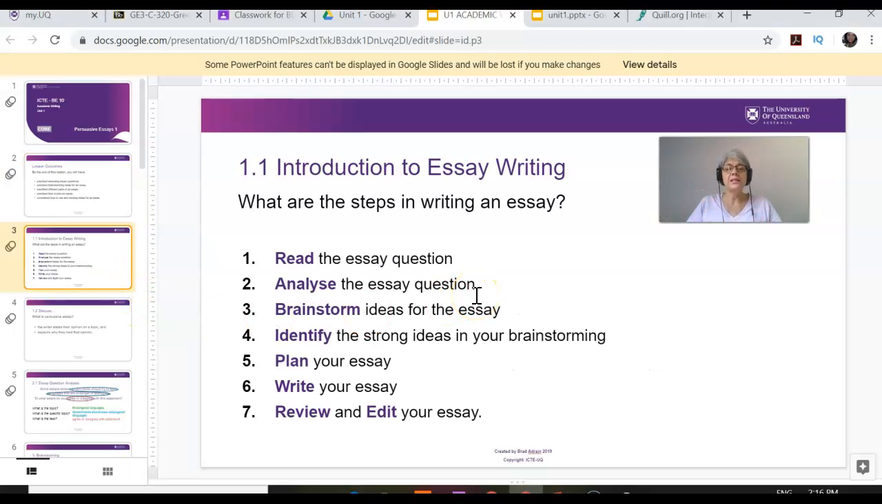Every time you get an essay question in a test, do not rush. Slow down, read and analyse the question. Then spend, even if it's 60 seconds or 120 seconds, 2 minutes, brainstorming and identifying ideas. Spend another minute writing a rough outline or a plan.